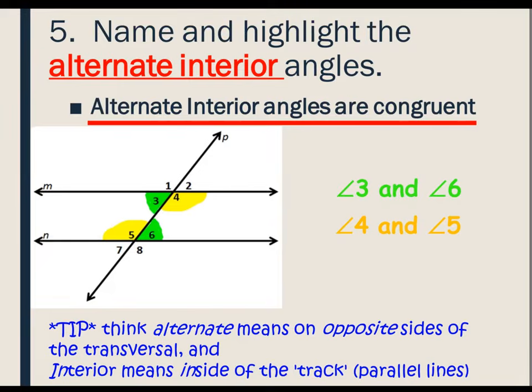All right, alternate interior angles. So alternate means on the opposite, and interior means inside. So opposite, inside the parallel lines. So 4 is on the right and 5 is on the left, so those are opposite and they are inside the parallel lines. And then angle 3 is on the left, angle 6 is on the right. They are alternate and they are inside the parallel lines. So you have 2 pairs of alternate interior angles.